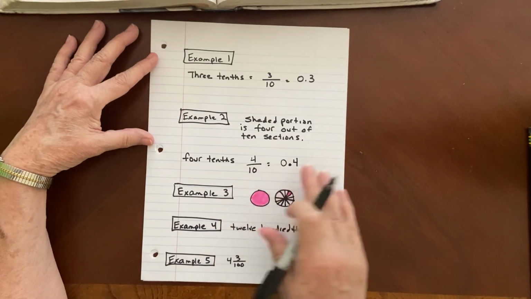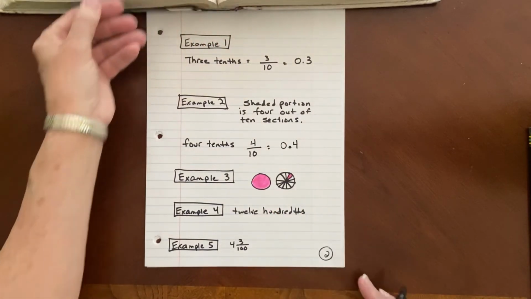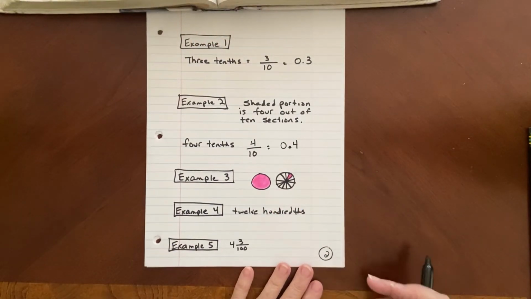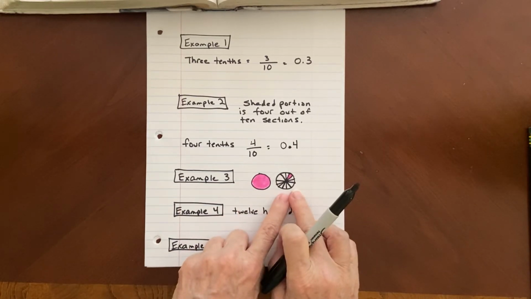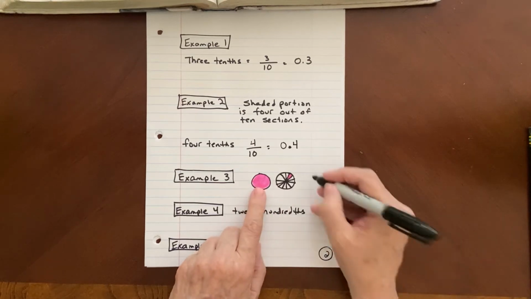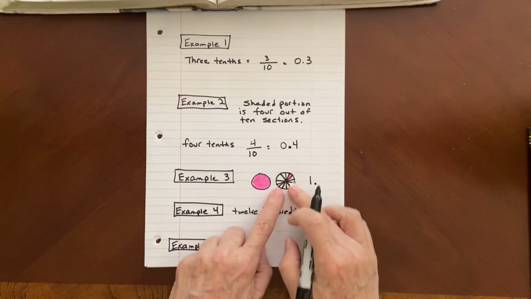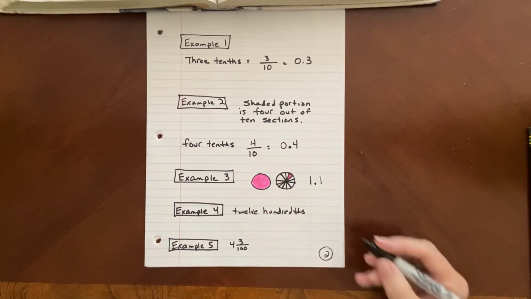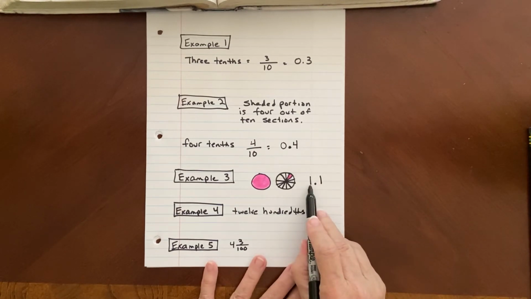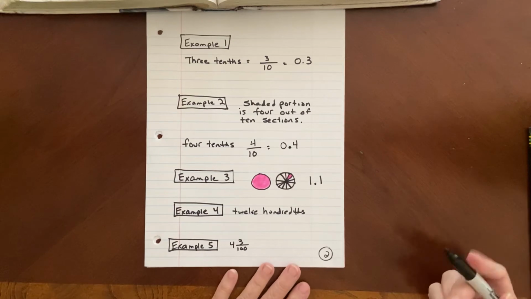So 4/10, 4/10. Look at example 3, and I, again, should have made those equal, but I'm terrible at circles and cutting them up. So I have a whole pie and a tenth of a pie. So I'm going to have a 1 in the ones place, 1 and 1/10, right? So a whole thing and 1/10 of a part of a thing. In this case, pizza pies.